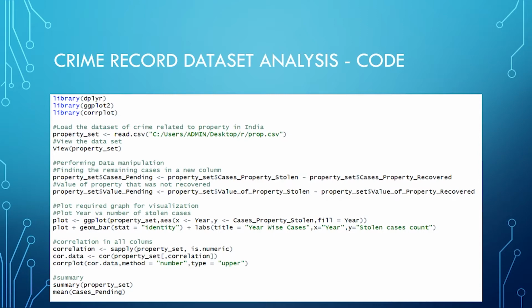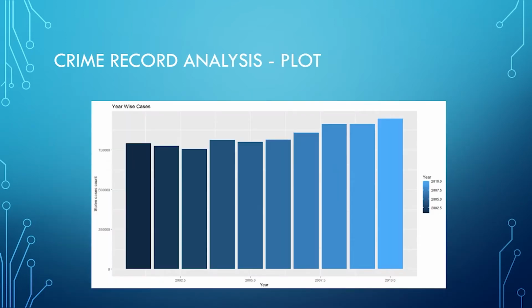Next, we are going to visualize the data through plot. So I'm going to visualize it as a year-wise plot. So let me show you. Here in this year-wise cases, the x-axis will tell you the year. It is for over a decade, say 2001 to 2010. And y-axis is the stolen cases count. So you could see the varying graph. It is plotted for that huge data set for over 10 years.